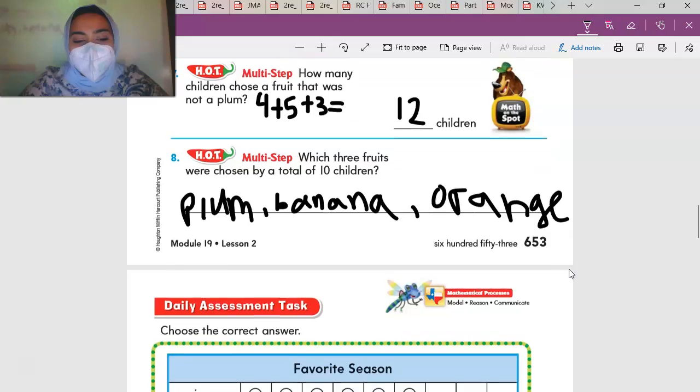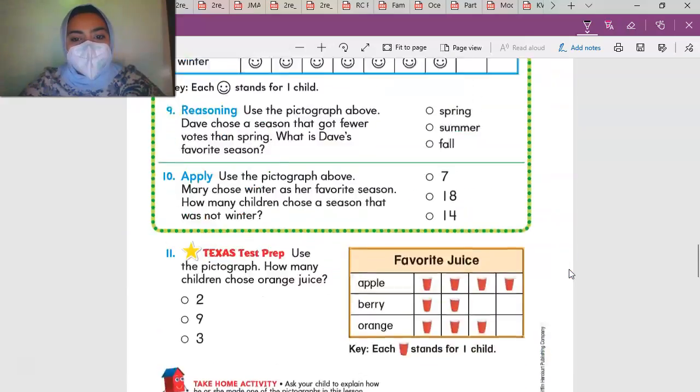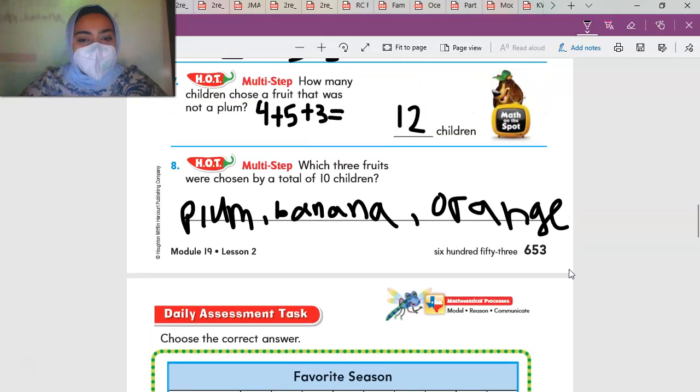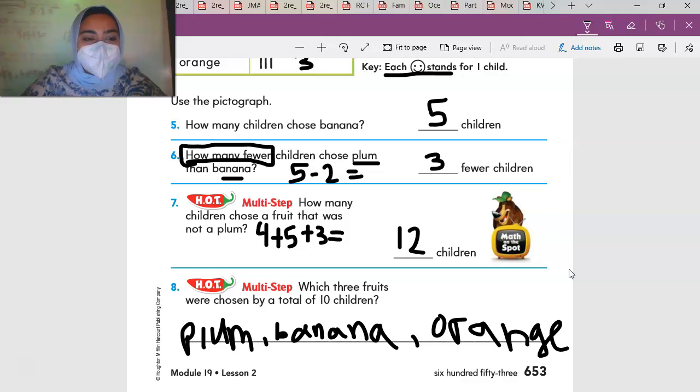Okay, and that's it. So you're going to go ahead and complete pages 654 to 656 on your own, and then you're going to complete the worksheet that's listed on the Google Classroom. If you have any questions, let me know.